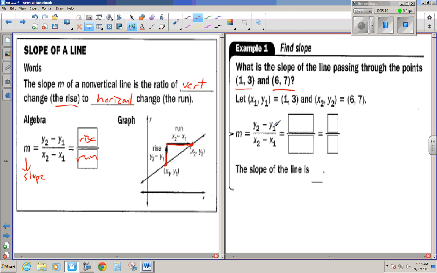So y2 minus y1. So y2 here is 7 minus 3. And then x2 belongs with the, here, this is y2, so that means this is x2. So 7 minus 3 is 4, 6 minus 1 is 5. So the slope of the line is 4/5.